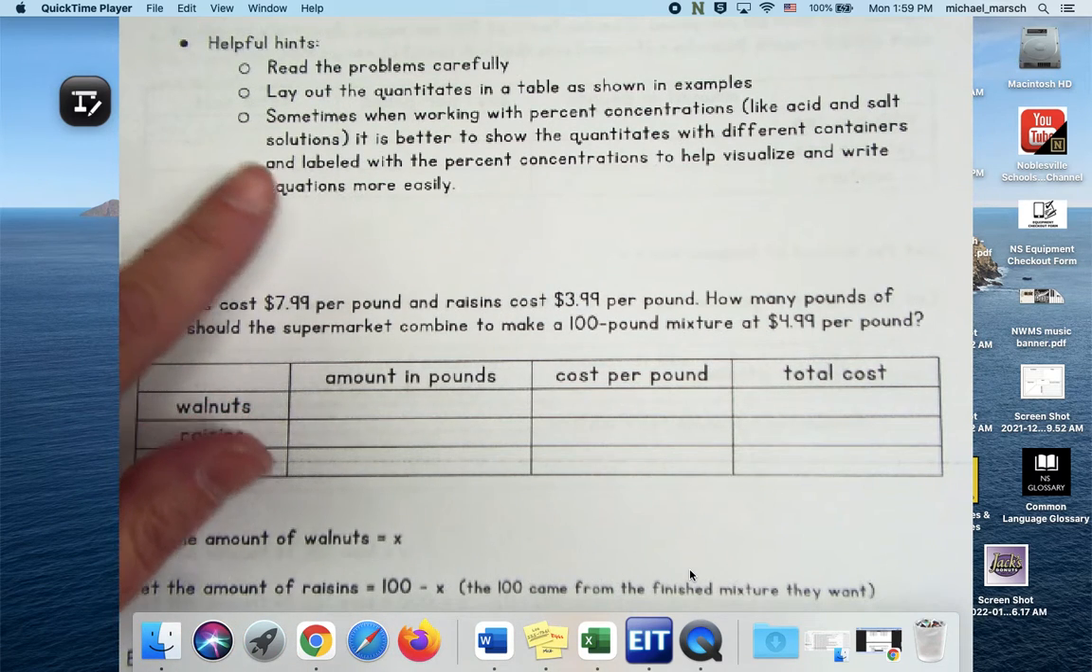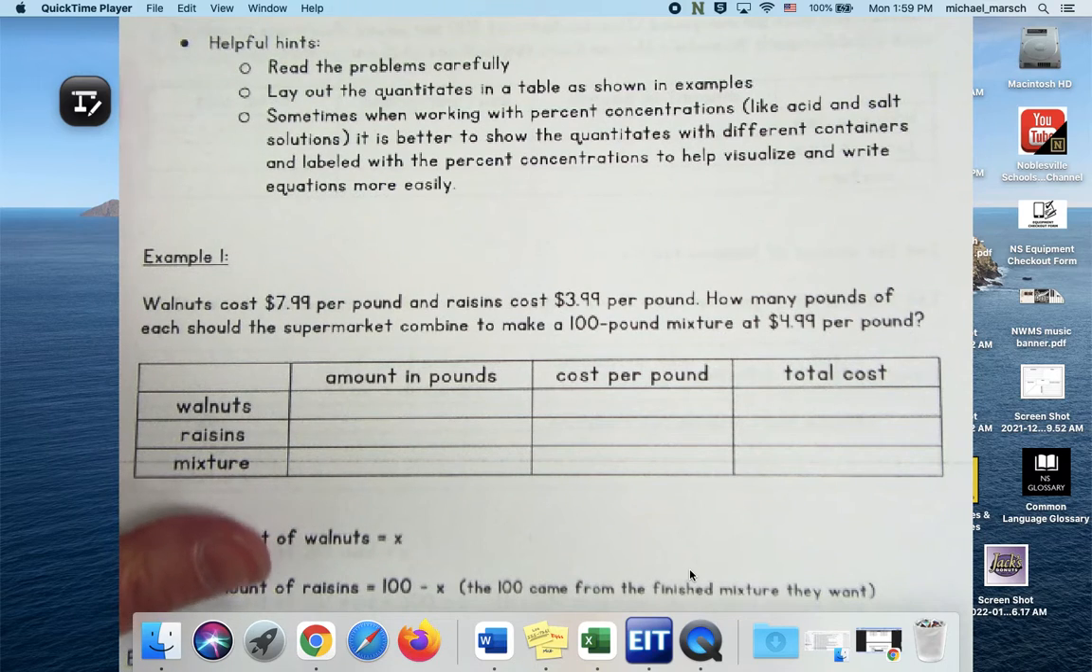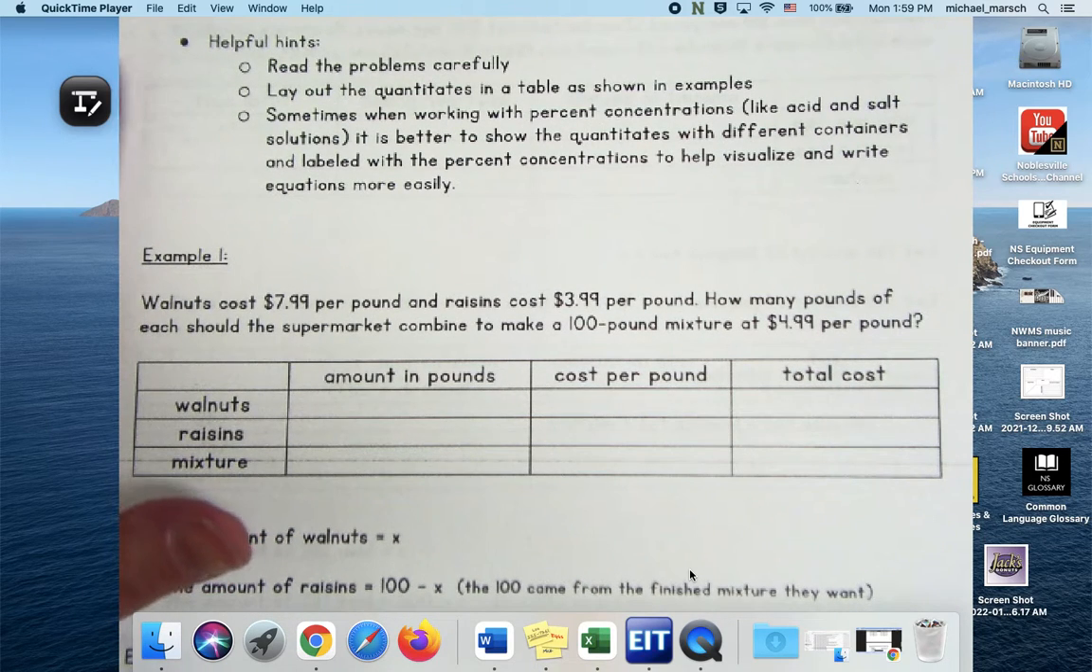Sometimes when working with percent concentrations, it's better to show the quantities with different containers and label them. So we're going to do some drawing.